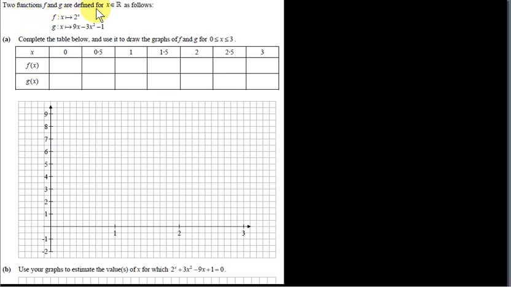Two functions f and g are defined for x an element of R as follows: f such that x maps onto 2 to the power of x, and g such that x maps onto 9x minus 3x squared minus 1. Now, we don't have to use this notation here. We can just say f of x equals 2 to the power of x, and we can say g of x equals 9x minus 3x squared minus 1. Now we want to complete this table and use it to draw the graphs of f and g for x lying between 0 and 3.